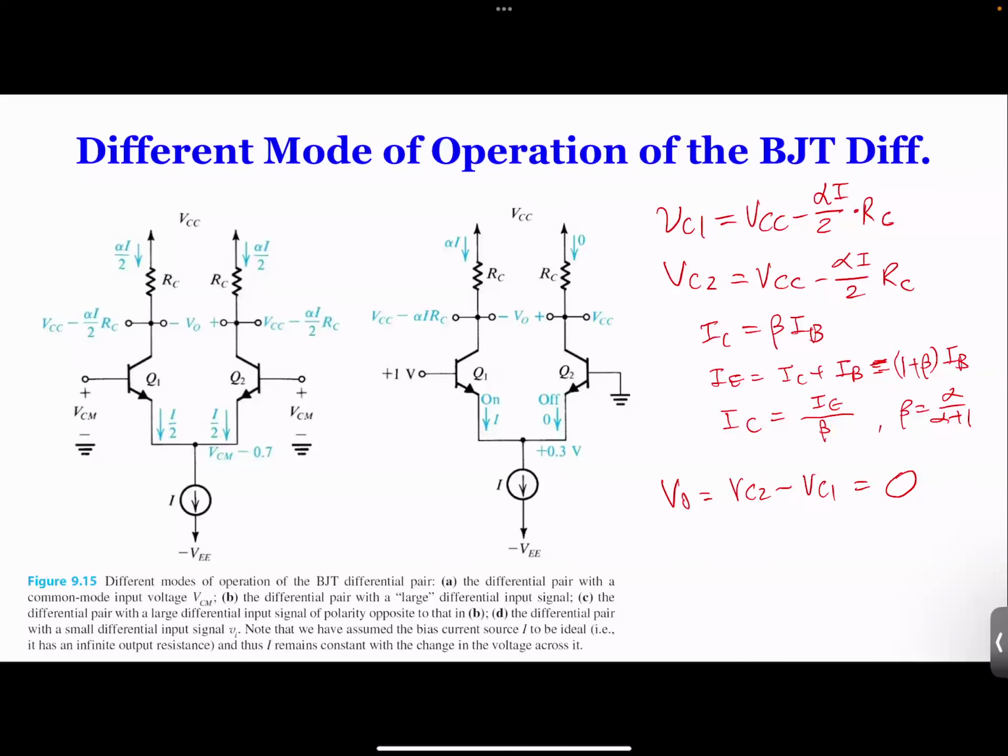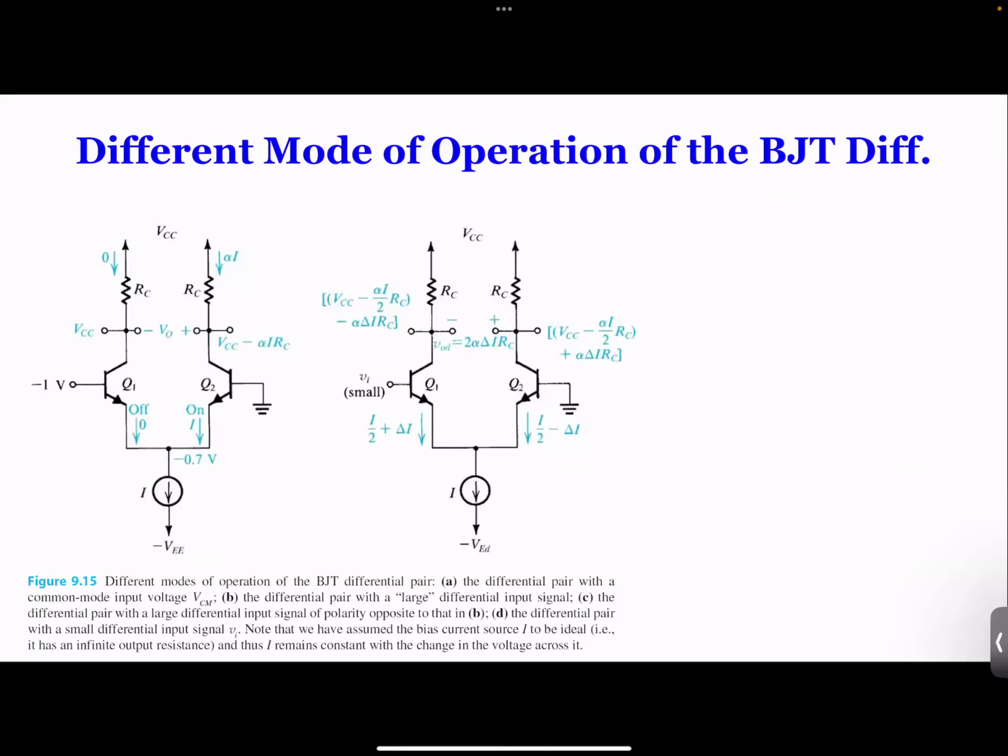Oh, by the way, we have this example here. The example says we have 1 volt input, and this will be 1 minus 0.7, 0.3. And if we know the current, if we know alpha, we basically can calculate the output at VC1. So we're not going to do too much on that.